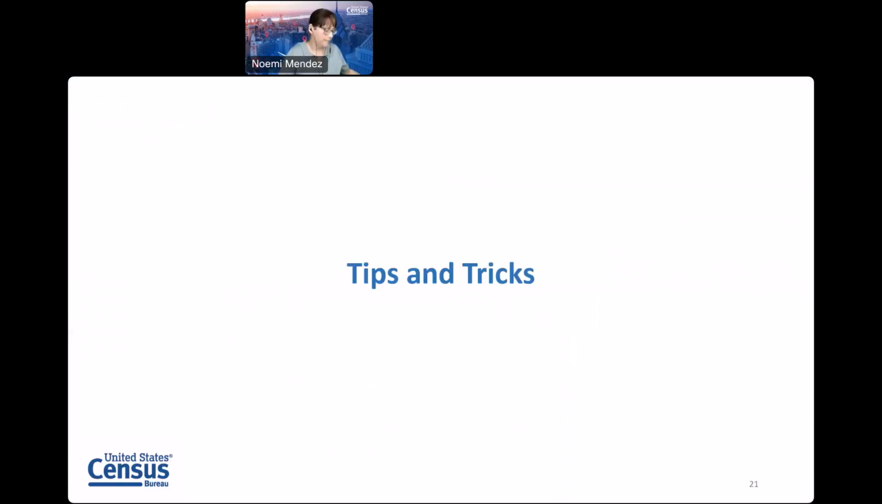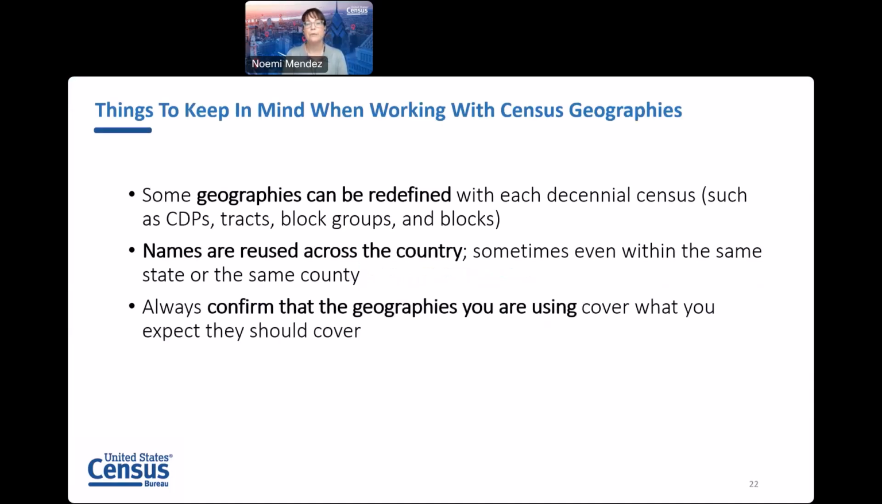Okay, I'm going to move on to our tips and tricks. Some things to keep in mind when you're working with census geographies. Some geographies can be redefined or redrawn with each decennial census, such as census designated places or CDPs, tracts, block groups, and blocks. Names are reused across the country, sometimes even within the same state or same county. And always confirm that the geographies you're using cover what you expect them to cover.